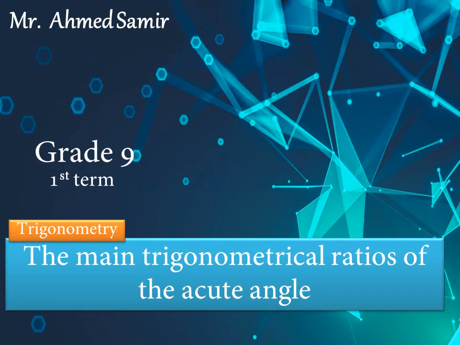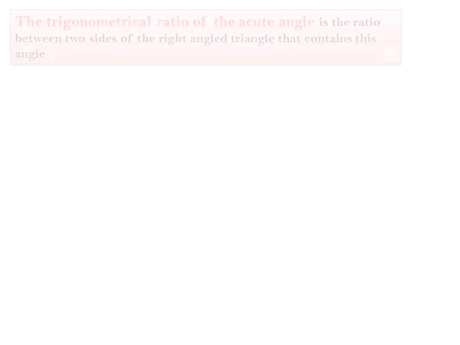Unit 4 is called Trigonometry, and trigonometry is a mathematical branch that studies the relations between the sides and angles of a triangle. The first lesson is the main trigonometrical ratios of the acute angle. Let's see our lesson today. First of all, we have a definition.